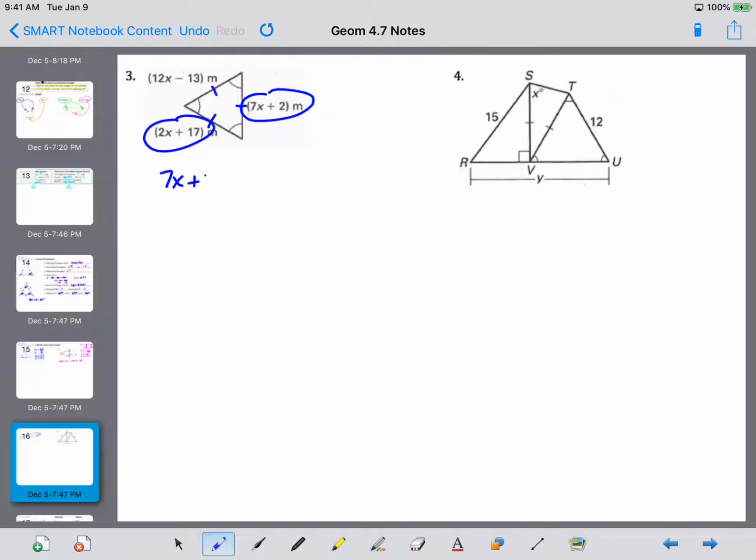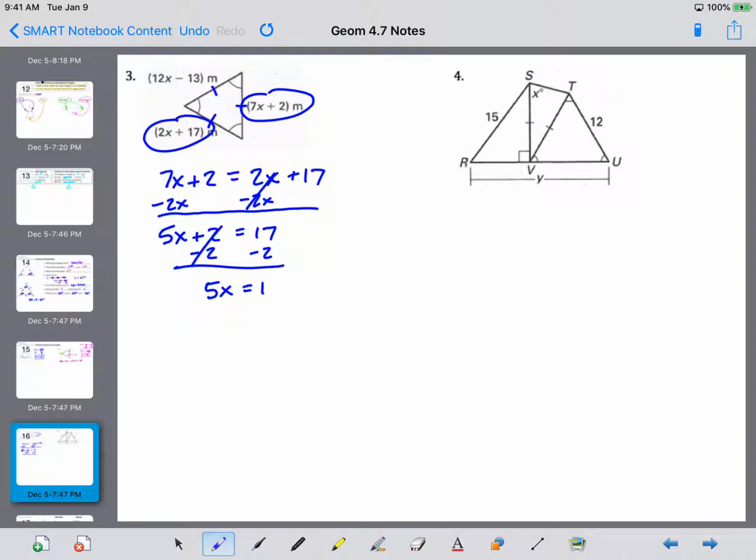I'm going to say 7x plus 2, that side, has to equal the 2x plus 17 side. So let's start by getting our x's all on one side. We end up with 5x plus 2 is equal to 17. Subtract 2, you get 5x equals 15. And if you divide by 5, 15 divided by 5 gives us 3 for our x value.